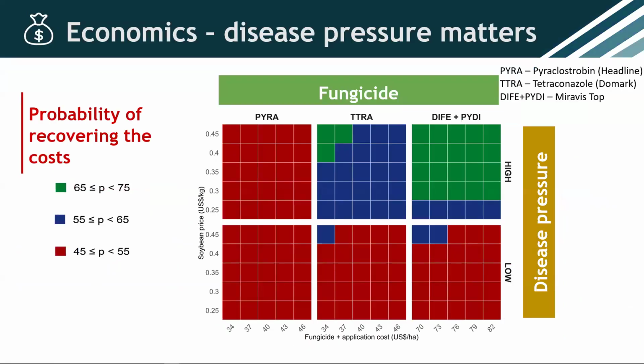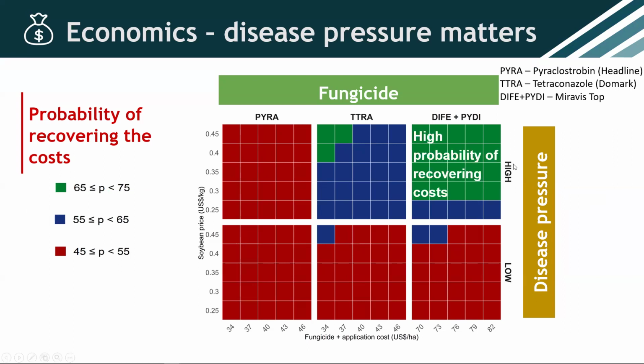So that data was further analyzed in just a different way, looking at the probability of recovering the costs of a fungicide and its application. And so again, overall, you still have a pretty high probability of recovering costs in soybean compared to the rest of our field crops that we'll discuss.